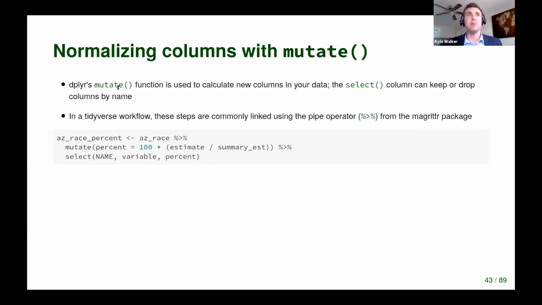The mutate function in dplyr allows you to calculate new columns in your data. And so this is a very common thing that you need to do in data analysis. Take a value in one column and another column and divide one by the other, add them together, or apply some formula to it. Mutate allows you to do that. The select function then allows you to retain or drop columns by name. So whereas the filter function basically subsets your data set by values in the rows, the select function allows you to either keep columns or drop them if you don't need some of the columns.